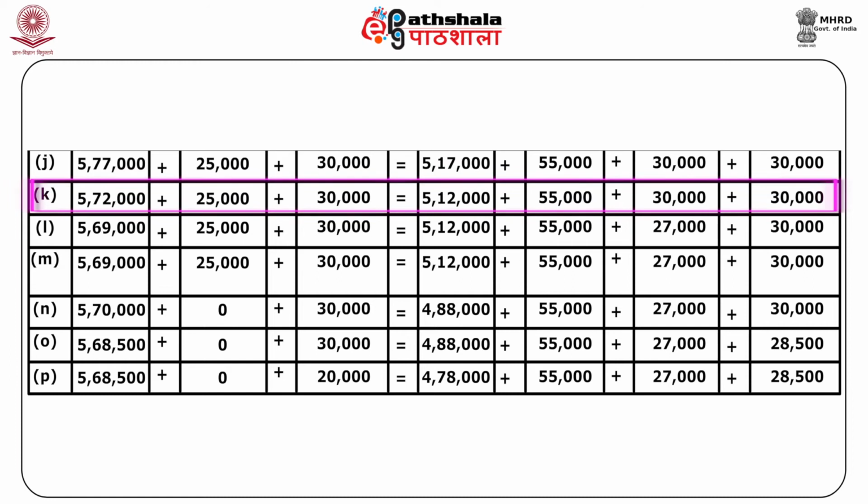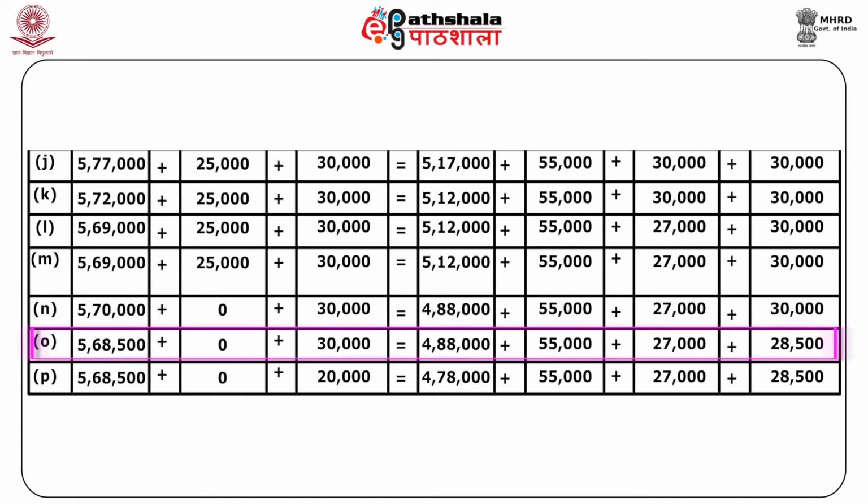On K part, we have 5,72,000 of capital plus 25,000 of creditors plus 30,000 of liabilities, which will give 5,12,000 of cash plus 55,000 of stock plus 30,000 of furniture plus 30,000 of debtors. On M part, we have 5,69,000 plus 25,000 plus 30,000, which will give cash of 5,12,000 plus 55,000 plus 27,000 plus 30,000 of debtors. On N part, we have 5,70,000 of capital plus 0 creditors plus 30,000 of liability, which will give 4,88,000 of cash plus 55,000 plus 27,000 of furniture plus 30,000 of debtors.